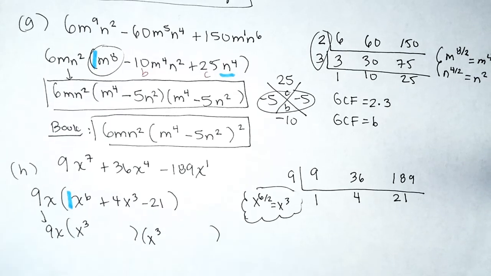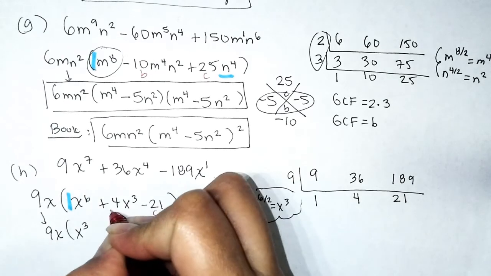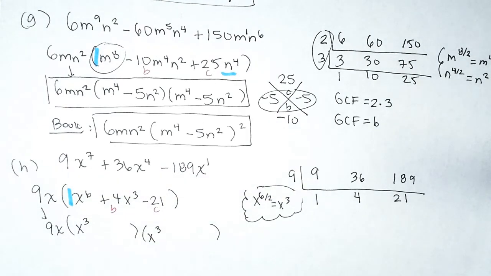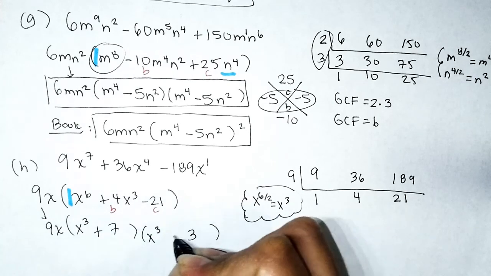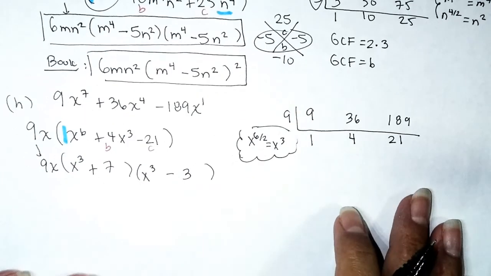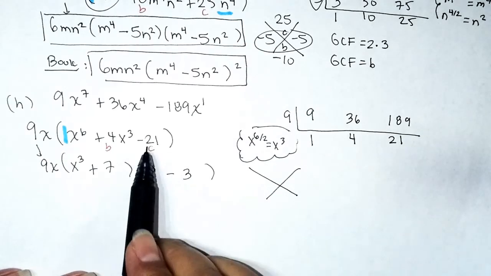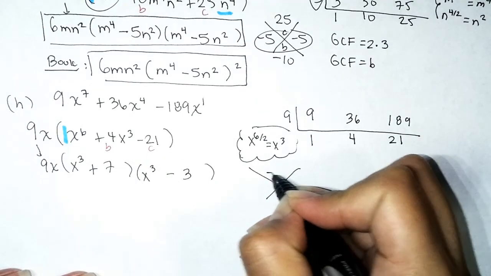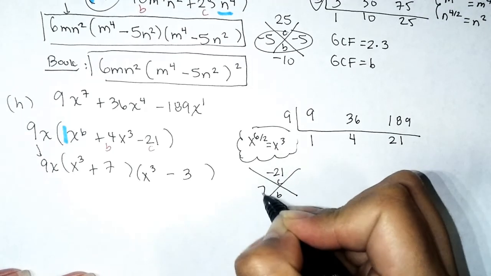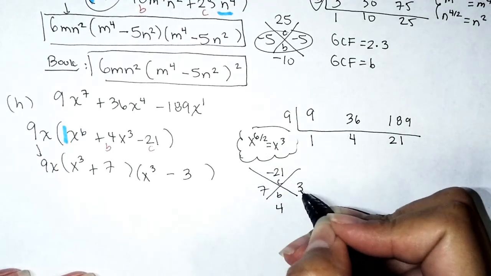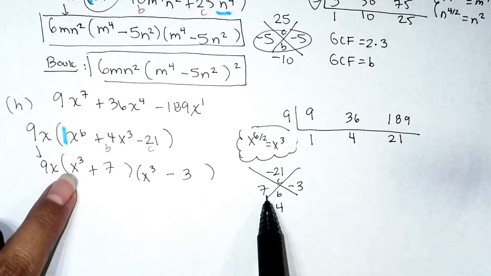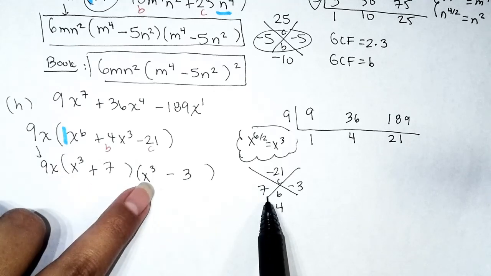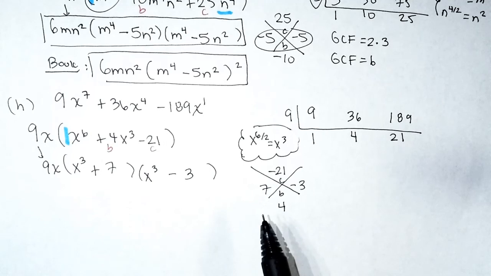To complete the binomial factors, we want factors of c that add up to b. Factors of negative 21 that add up to 4. And if my eyes don't fail me, I think there's a 7 and a 3 where the larger factor should be positive. But I always doubt myself, so I'm going to do an X game for fake extra credit. We want factors of c that add up to b. Factors of negative 21 that add up to 4. And we said 7 and 3 where the larger factor is positive. So one binomial should read x cubed plus 7, and the other binomial should read x cubed minus 3. Okay guys, I think we did it.